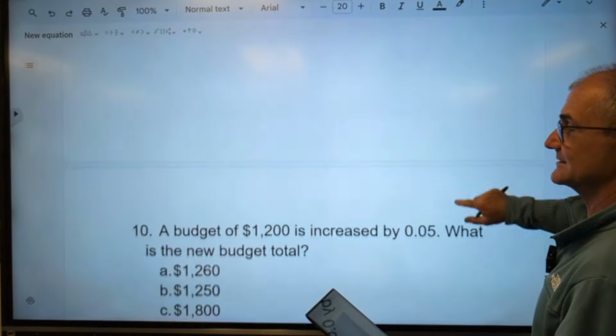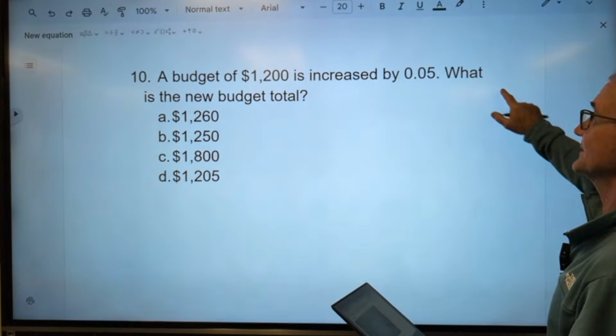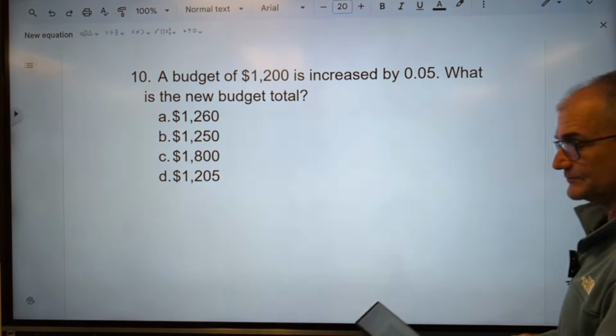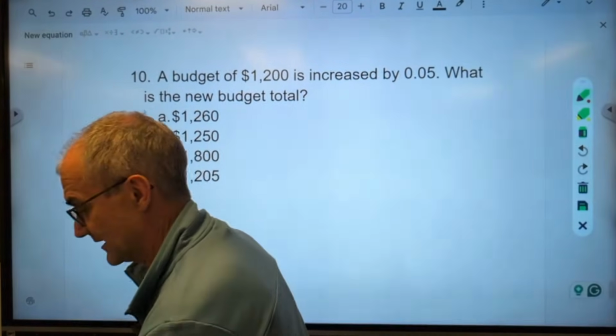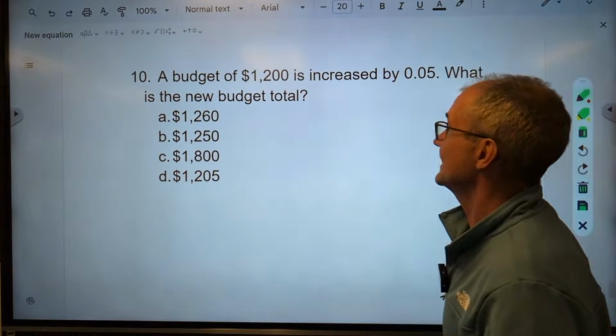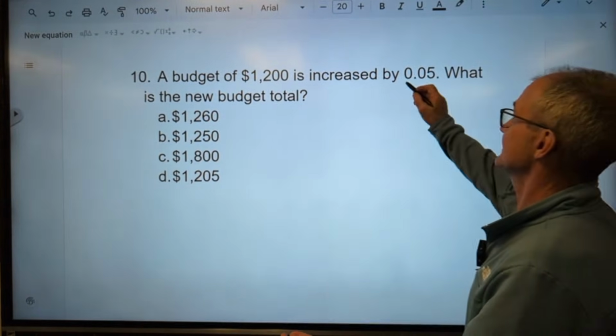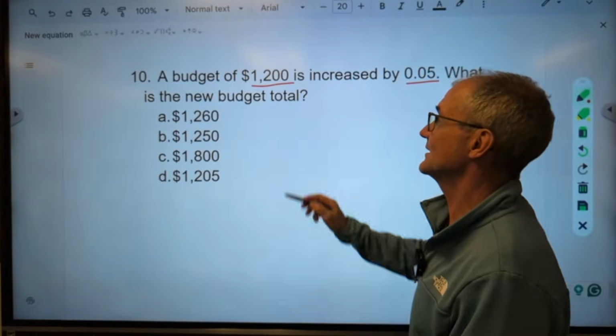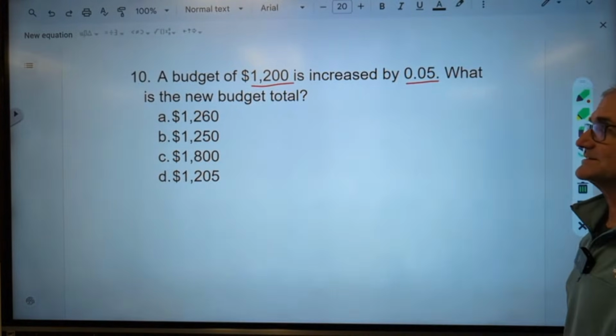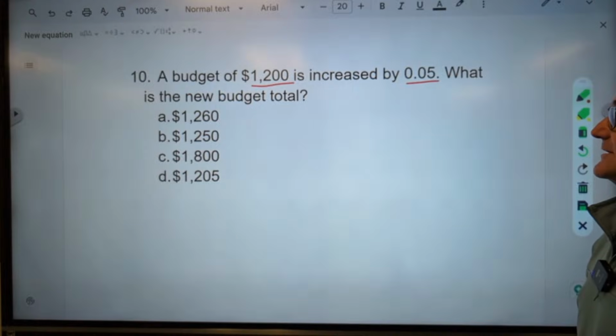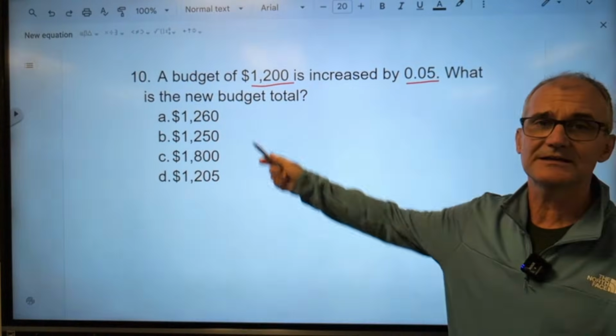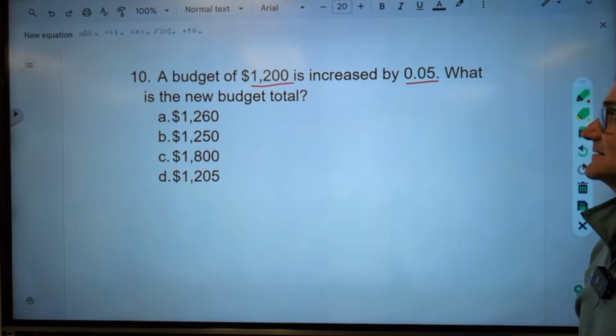Okay, so back to number 10 here. A couple ways to do this one. Quickest way to do this problem is I'm just going to look at this and I see a 5 and a 12. 5 times 12 is 60. So the only answer that makes sense is answer A, 1260.